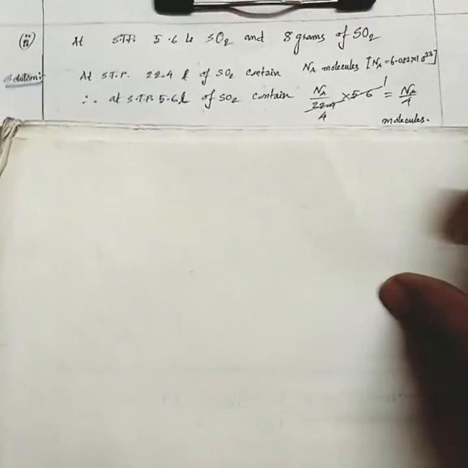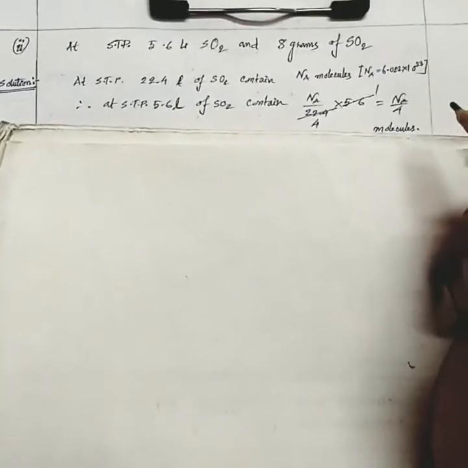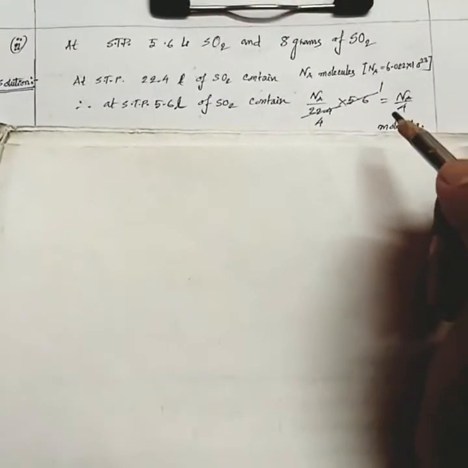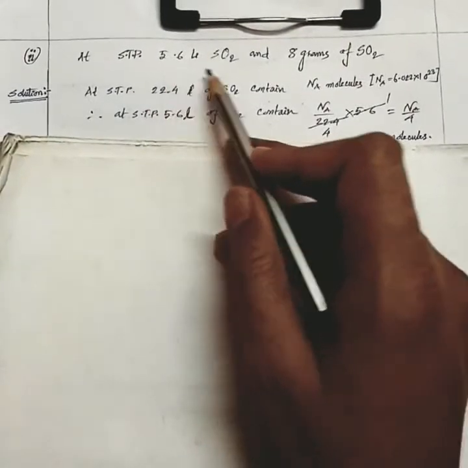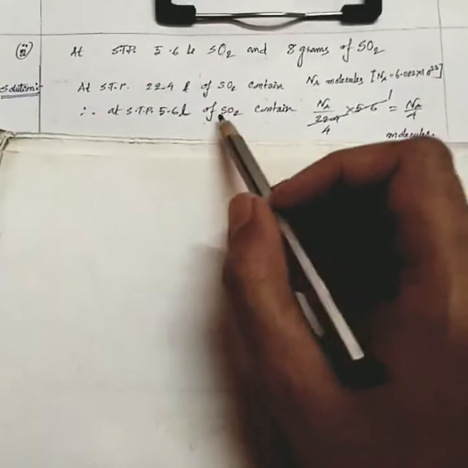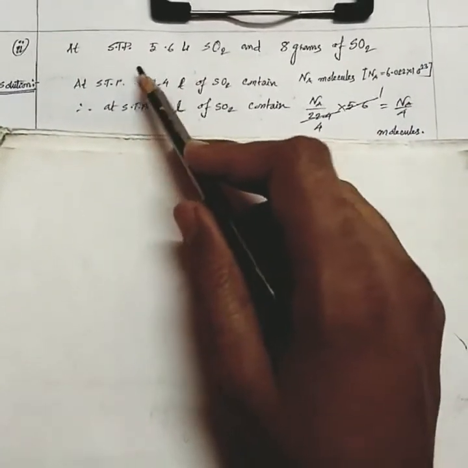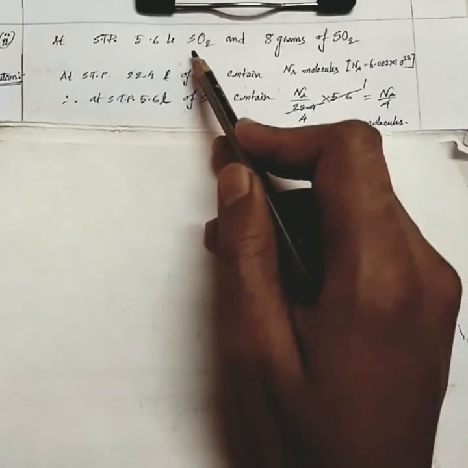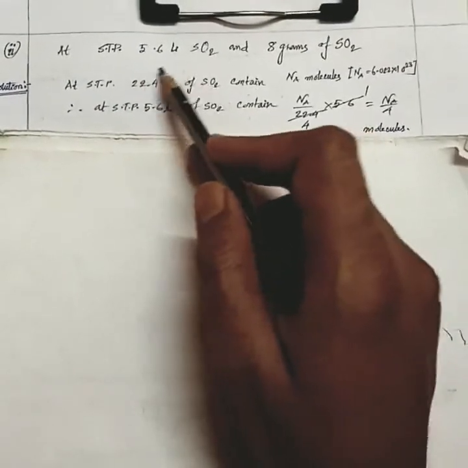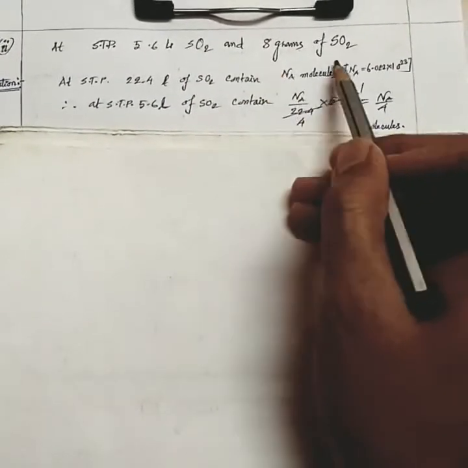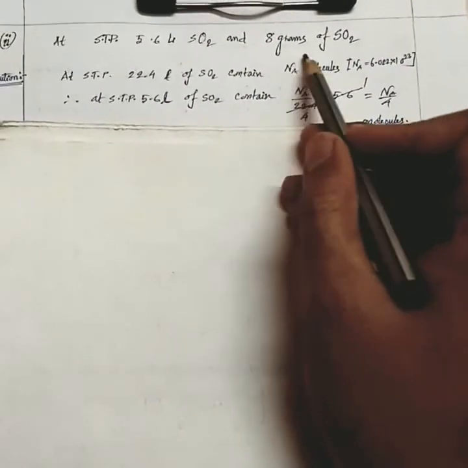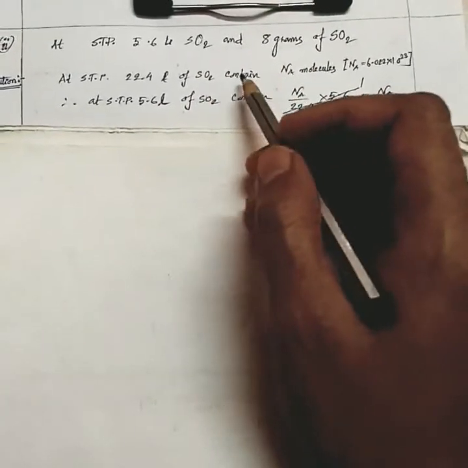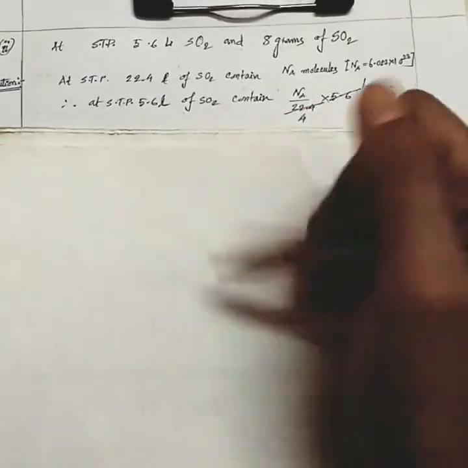Hello students, so today we are going to do question number 16 part 2. As you know, in this question you have to find out which one of these two cases has more number of molecules. There are two cases: at STP, 5.6 liter of sulfur dioxide, you have to find out the number of molecules present in this, and 8 grams of sulfur dioxide, you have to find out the number of molecules present in this also, and then you are going to compare them and find out which one of them contains more number of molecules.